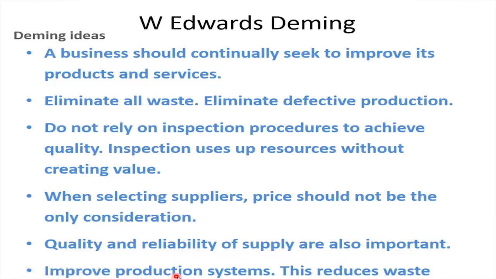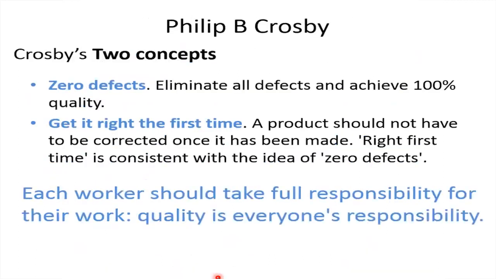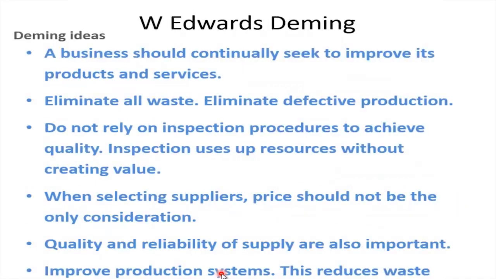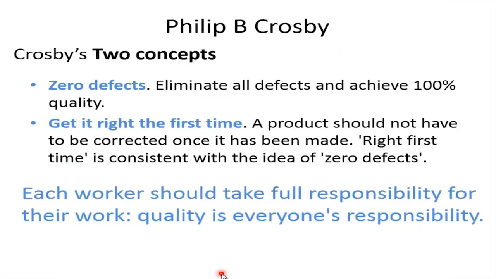And improve the production system, which reduces waste. That's what Deming had said. And Philip B. Crosby introduced two concepts. Zero defects, get it right the first time. Zero defects means eliminate all defects and achieve 100% quality. We must achieve 100% quality. Get it right the first time: we should do the correct thing, producing it correctly the first time.